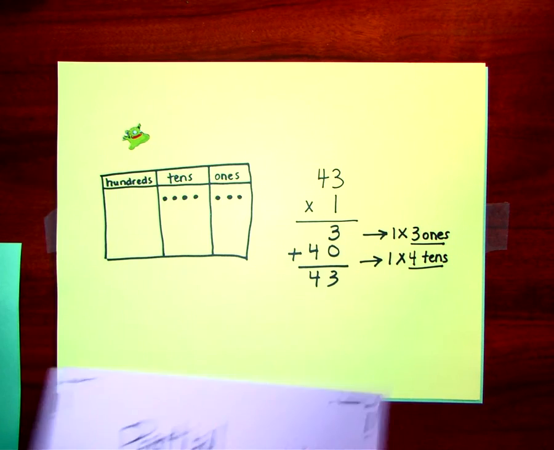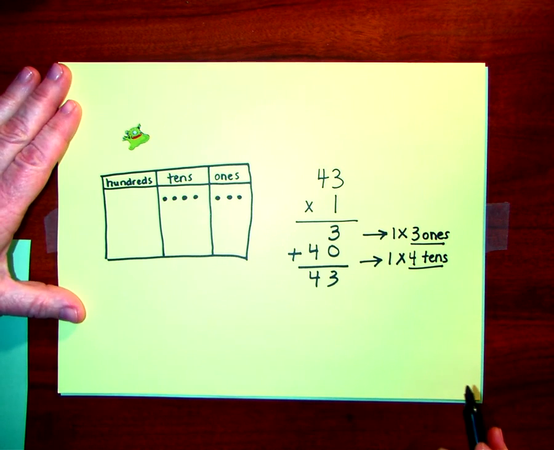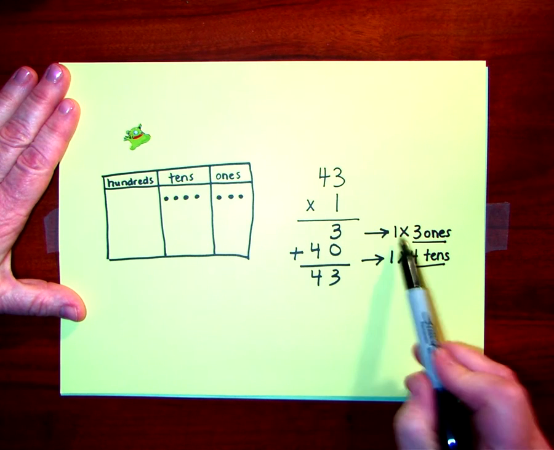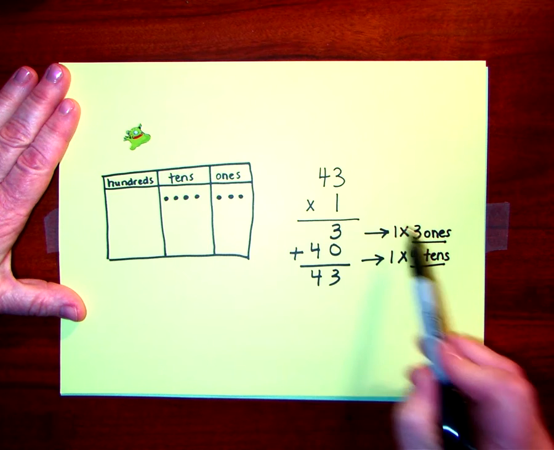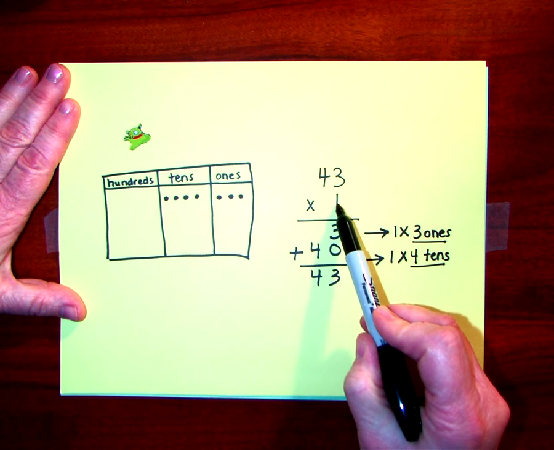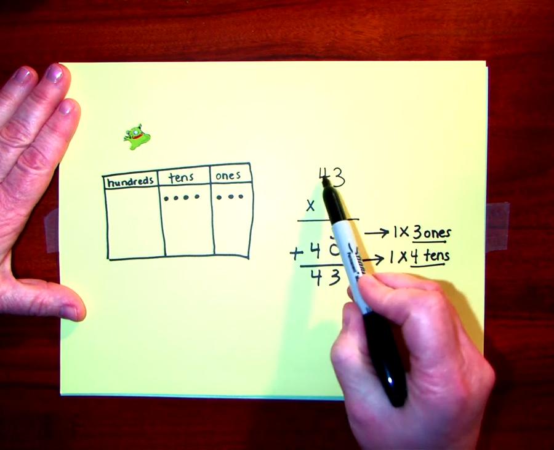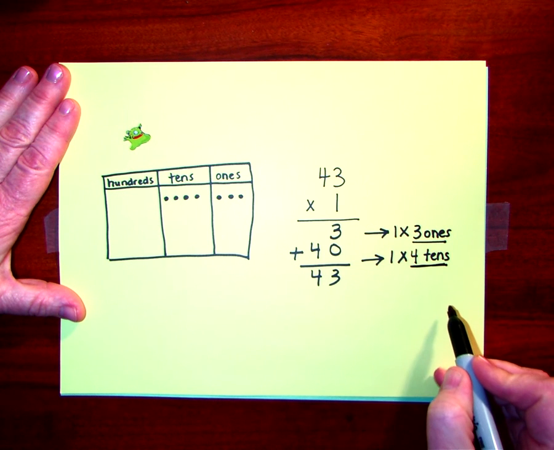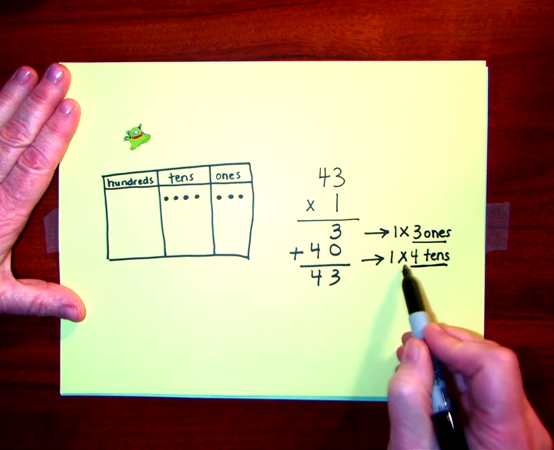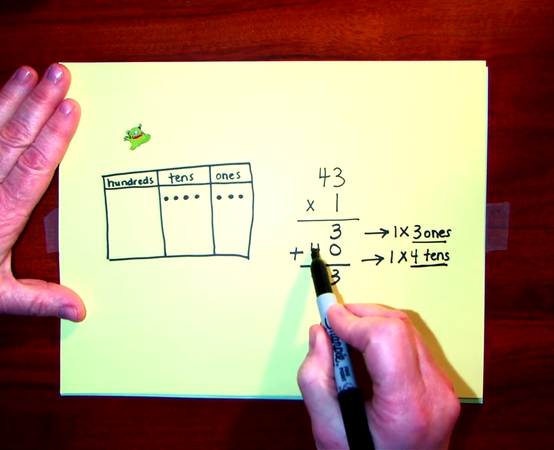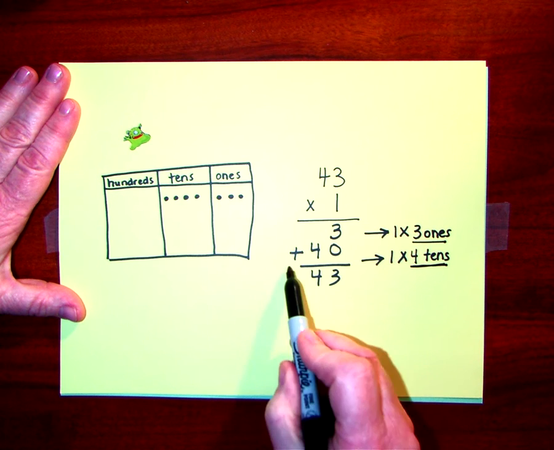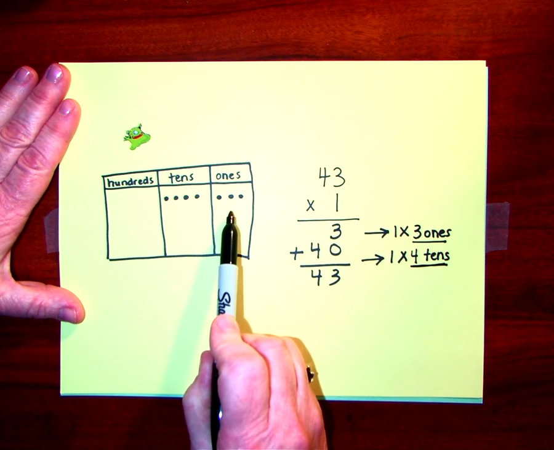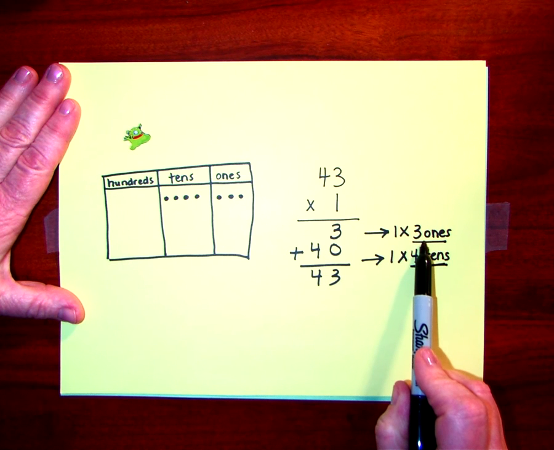So here we go. Let's take a look at a simple problem, 43 times 1. Note that 1 times 3 is 3. 1 times 3 ones is 3. Then I multiply my factor 1 by 4, except it's not in the ones place, it's actually 4 tens. 1 times 4 tens is 40, so I put it in the proper place, and add those numbers together to get 43.